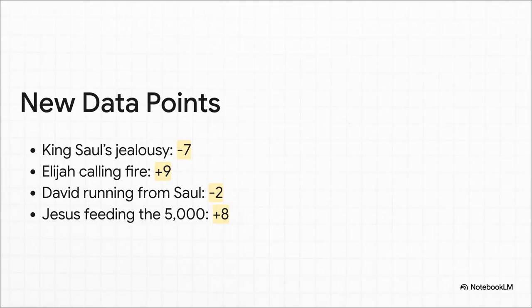So here's our new set. We've got King Saul's jealousy, that's a -7. Elijah calling fire from heaven, that's a +9. David running from Saul, -2. And Jesus feeding the 5,000, that's a +8. So we've got 2 negatives and 2 positives. Take a second. Think about that number line. Can you put them in order?